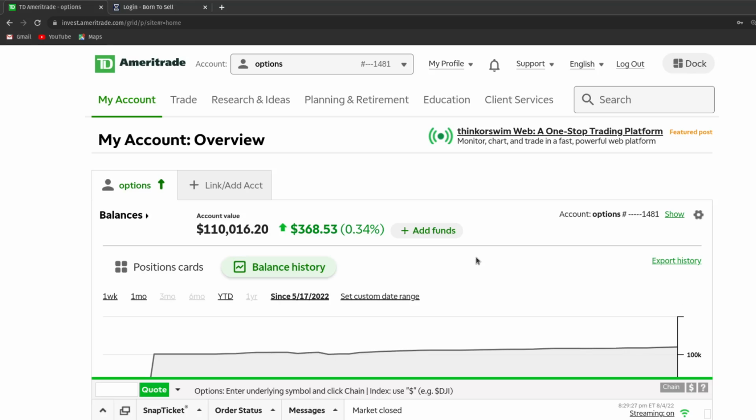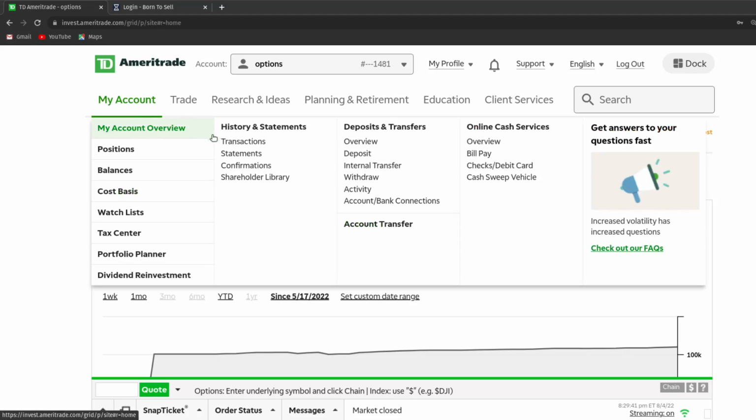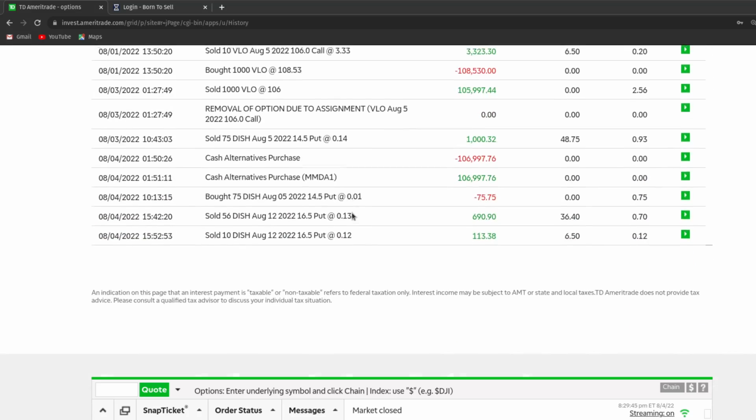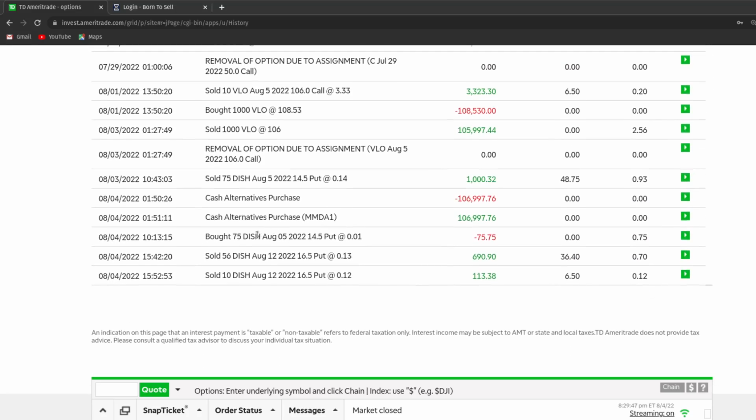Yesterday I put a trade on to sell 75 Dish 14 and a half puts. And I said that when there was just pennies left in the trade, I would get out of the trade and move on to something new. And that's what happened today. So just looking at my transactions, it tells a story of what happened. Today I was able to buy back those 75 contracts for a penny each.